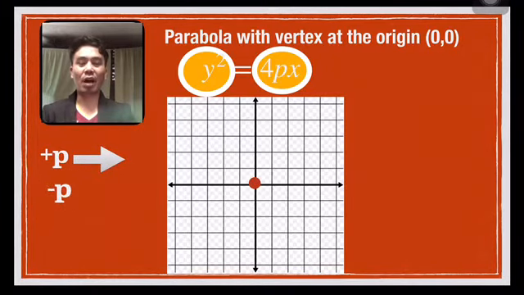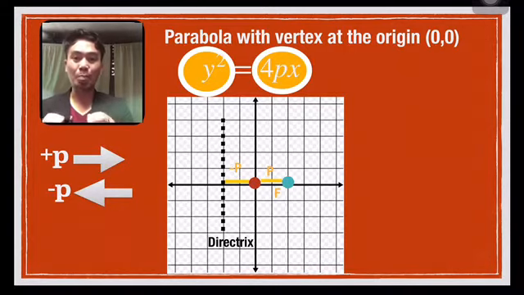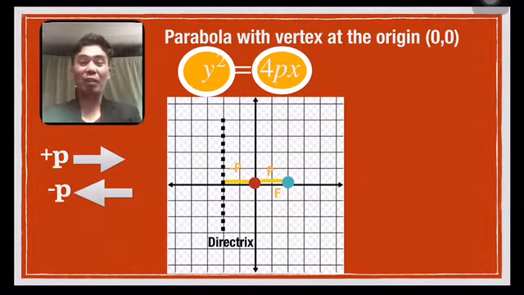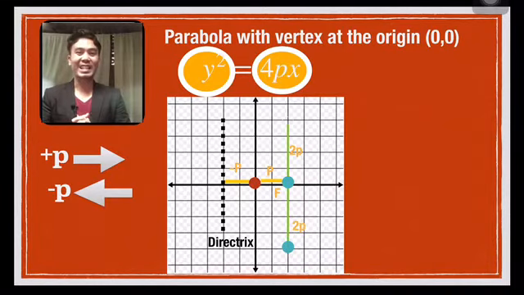The focus of this parabola will be p units away from the vertex, and the directrix of this parabola will also be p units away from the vertex. In this type of parabola, it will be negative p away from the vertex. To graph this parabola, we need two more points, which are 2p units above the focus and 2p units below the focus. And this is what your parabola looks like.